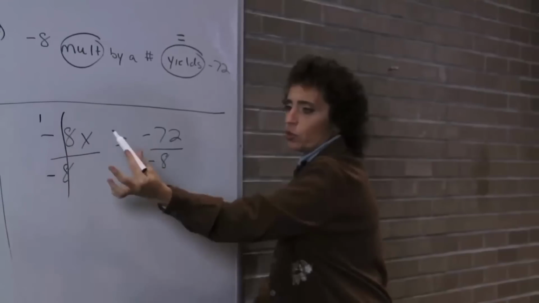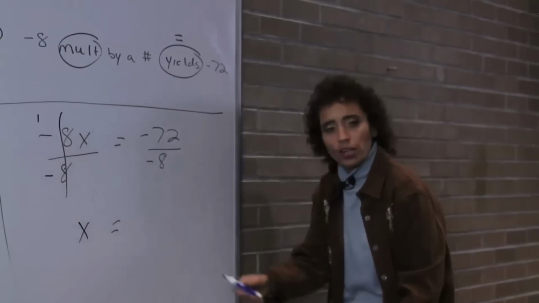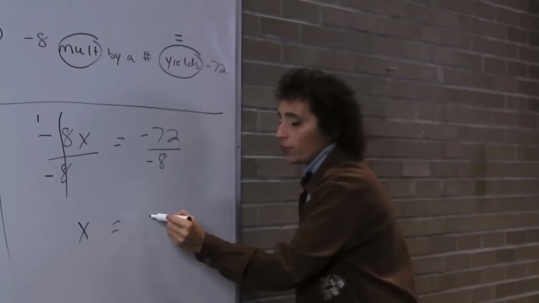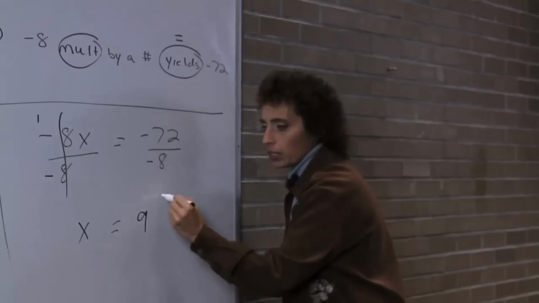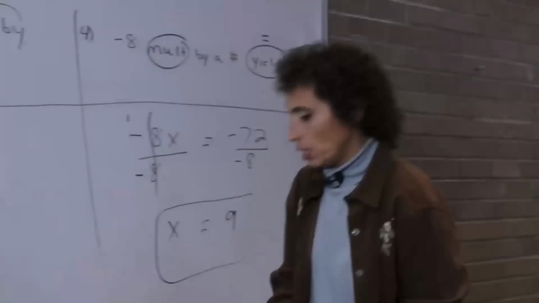That reduces to a 1, so that's 1x, or just x, equals, the signs are the same. So a negative divided by negative is a +9. So the answer is +9. Let's check that out. Last check.